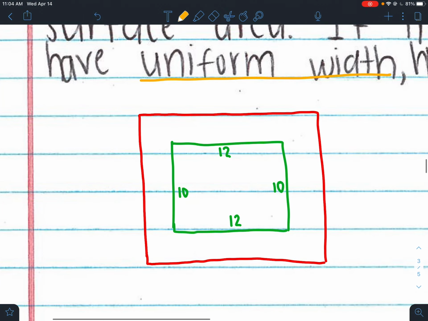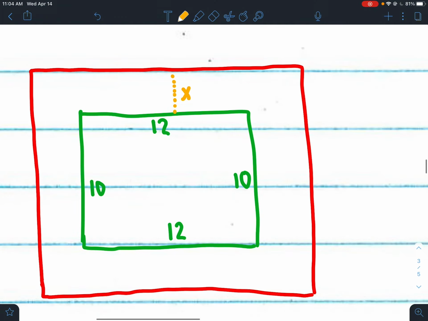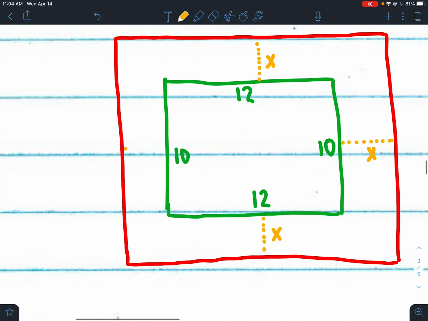Anyways, we want uniform width, which means this distance right here, we don't know it yet. So if we don't know something, we label it X. I'm going to say that distance right there is X. Well, if that distance is X, then what does this distance also have to be? It has to be uniform, the same, so this is also going to be a length of X. Same thing down here, that length is going to be X as well, because we want it to be the same distance all the way around. And this distance right here will also be X.